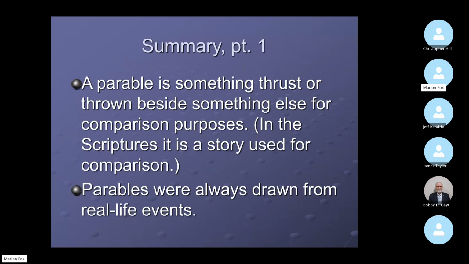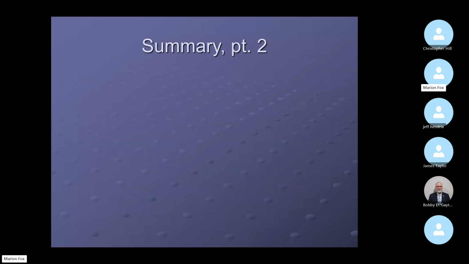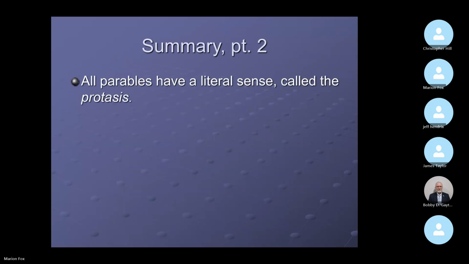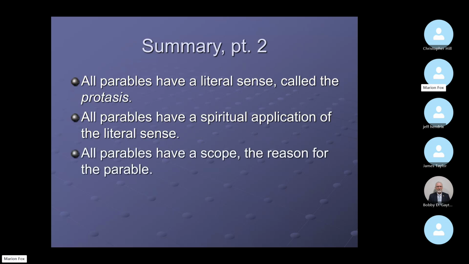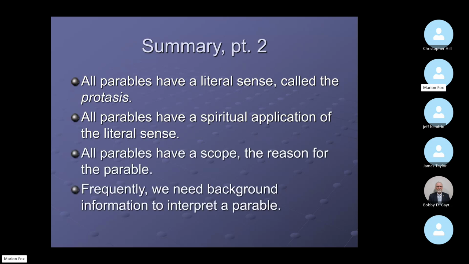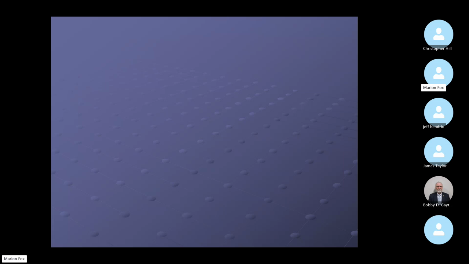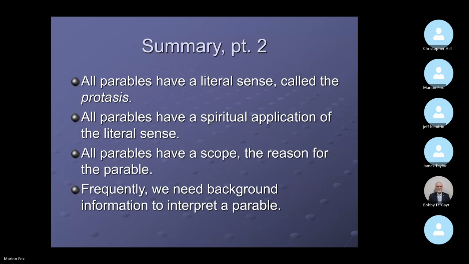Parables were always drawn from real life events. Let's go back now. All parables have a literal sense called the protasis, have a spiritual application of the literal sense called the apodosis. All parables have a scope, the reason for the parable. Frequently, we need background information to interpret a parable. Questions? Any comments?